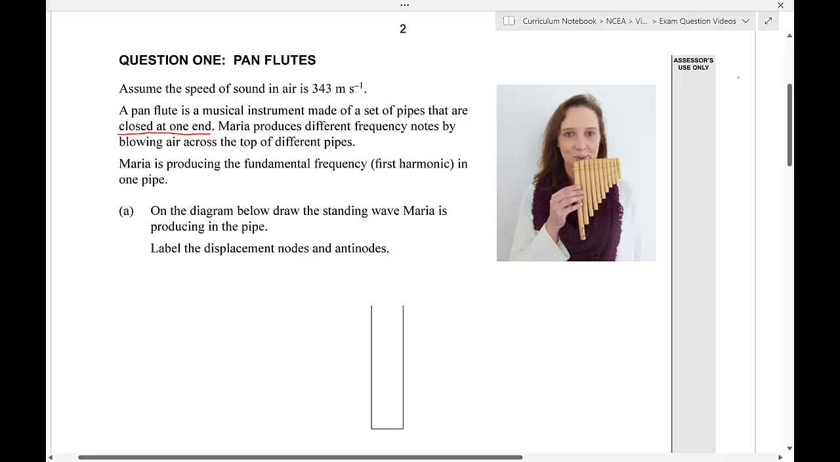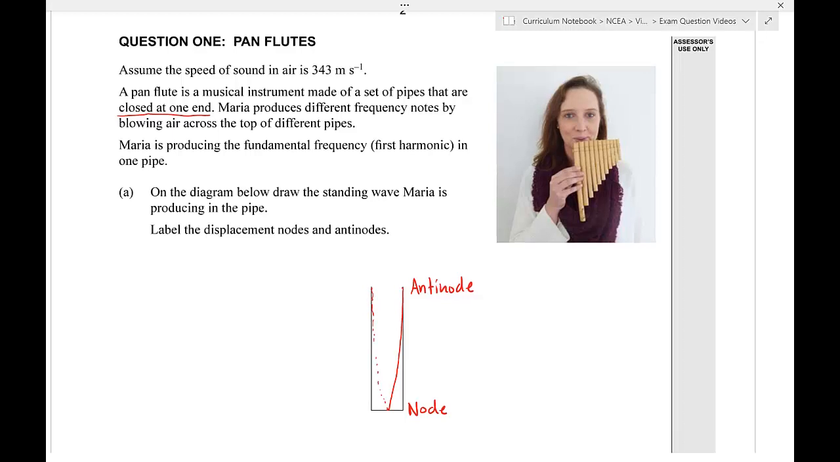Okay, so the pipe is closed at one end, open at the other. So the first harmonic is when we have a node and an antinode, and we fit in exactly a quarter wavelength into the pipe. And this is the antinode, and this is the node. Okay, we've done everything we need in that question.